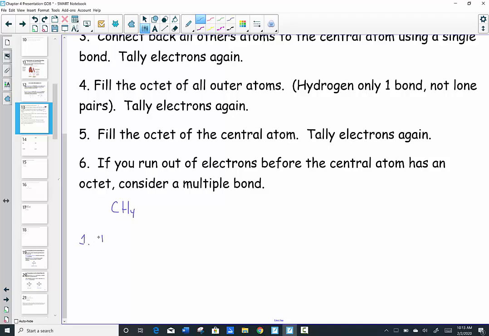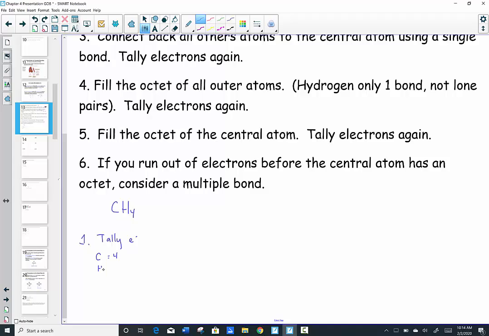Step 1, tally your electrons. What I mean by that is how many dots do we get to play with? How many dots, no more nor less, do I have to make my molecule with? We said since carbon lives in group 4A, it's going to have 4 valence electrons.